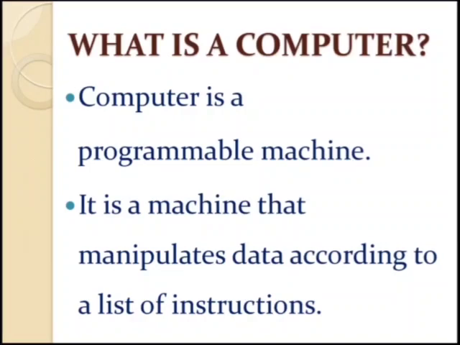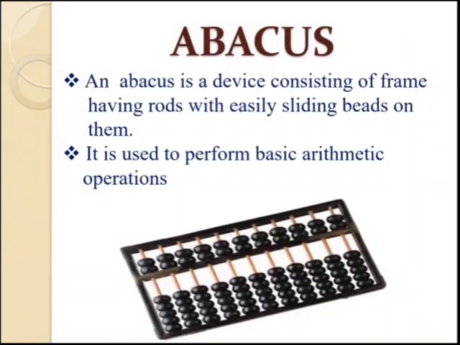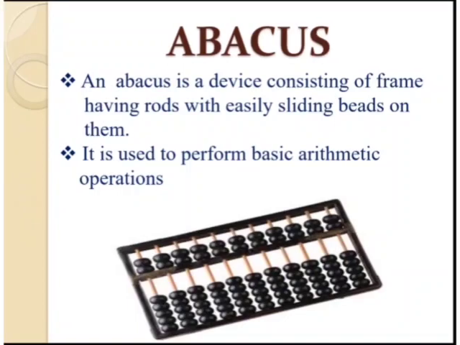A computer plays an important role in our life. But before computers, there were some devices that were used for calculations. So children, let's see what were the devices that were used for calculations. Abacus was the first calculating device used for counting. It is made up of beads and rods. It is mainly used for addition, subtraction, multiplication and division. Calculations are done on an abacus by sliding the beads along the wires.